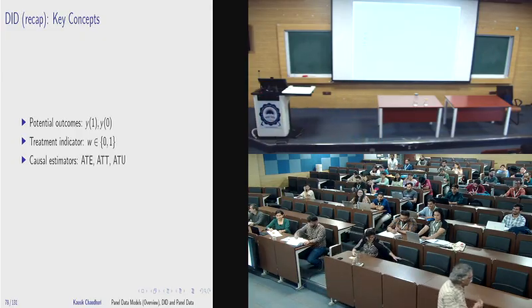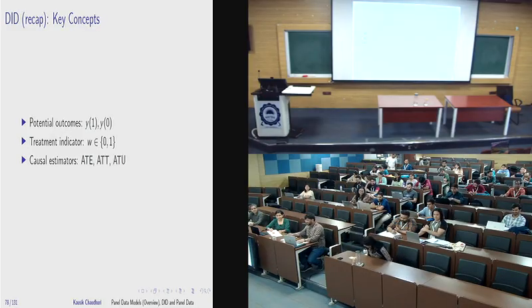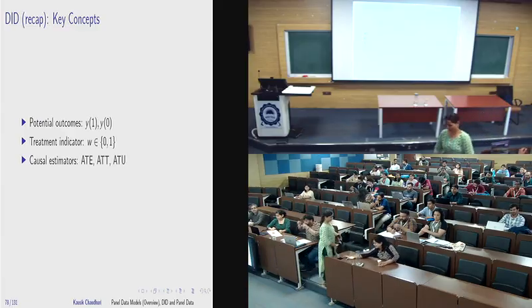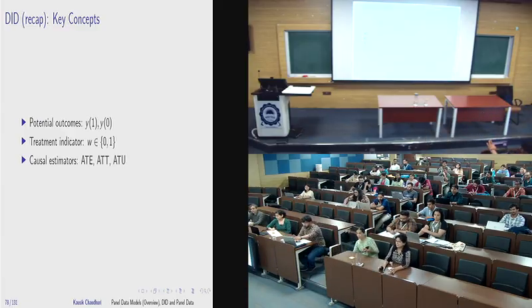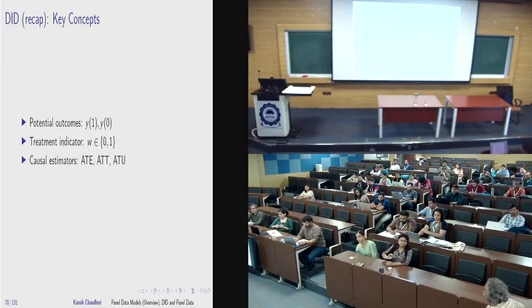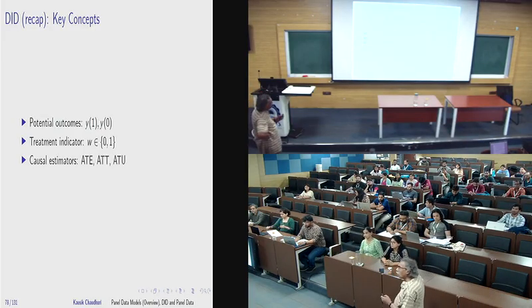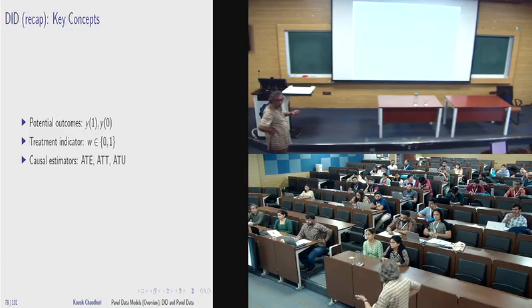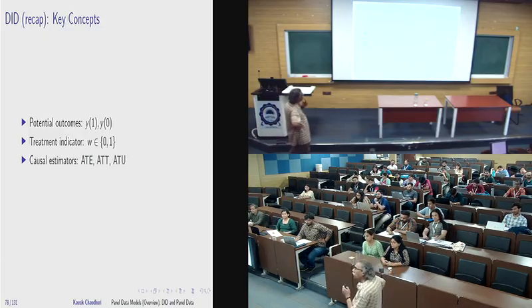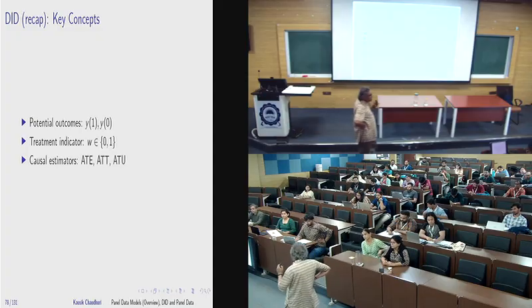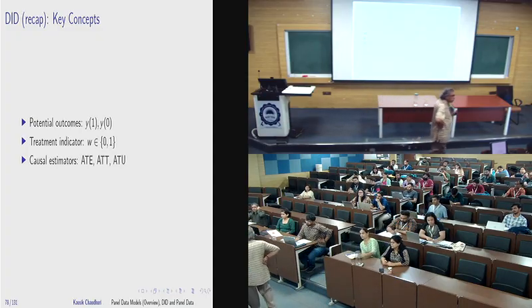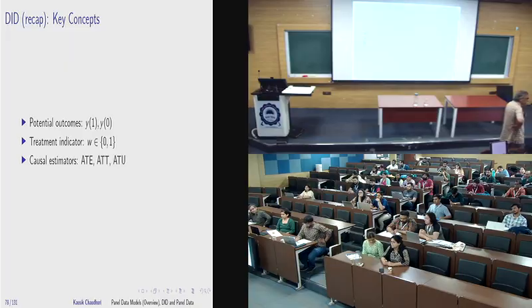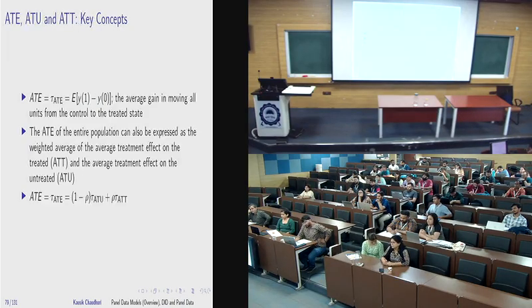So given this, we are going to talk about the DID more, and I'm going to introduce slowly the concept of DID more in terms of the panel. Okay? So recall our potential outcome y1, y0. We had a treatment indicator which is W belongs to 0 and 1. 1 means treatment is taking place, and I'm going to think of ATE, ATT, and ATU, average treatment effect of untreated, of the treated, and overall average treatment effect.